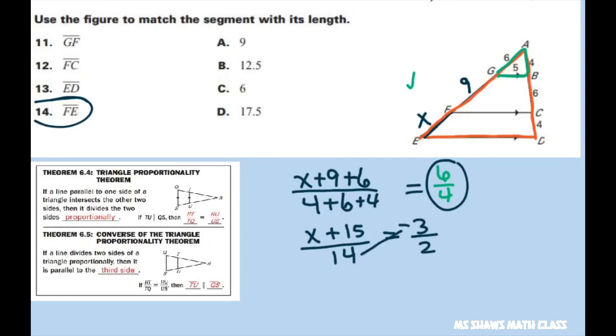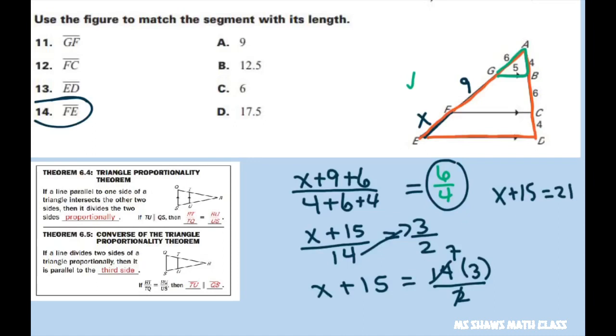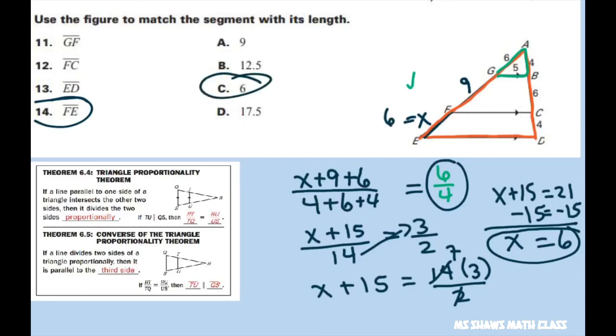Now we cross multiply, so you get X plus 15 equals 14 times 3 divided by 2. So 2 goes into 14 7 times. So X plus 15 equals 21. Now let's subtract 15 from both sides of the equation, and you get X equals 6. So this would have to be 6. And that's your answer. That's it.